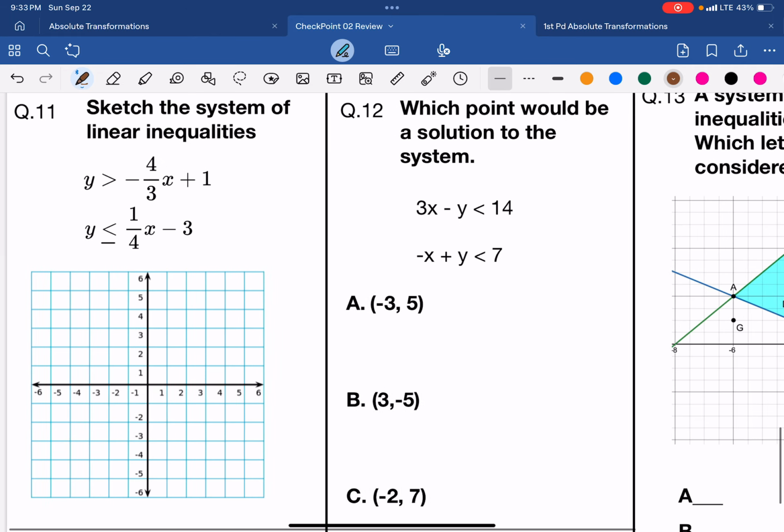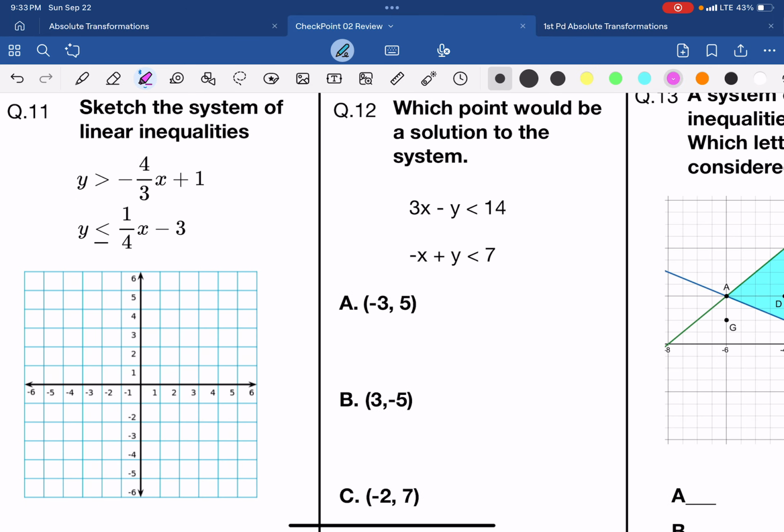So sketch a system of linear inequalities. Boom. We're going to go ahead and make this one the blue one. Here we go. Yellow one. This is my slope. This is my y-intercept, my B. Right? So it starts at 1. And then it's going to go down 4, 1, 2, 3, 4, 3 to the right. Down 4, 3 to the right. Opposite direction, up 4, 3 to the left. Now, it should be a dashed line, right?